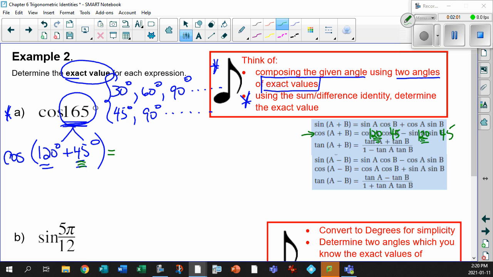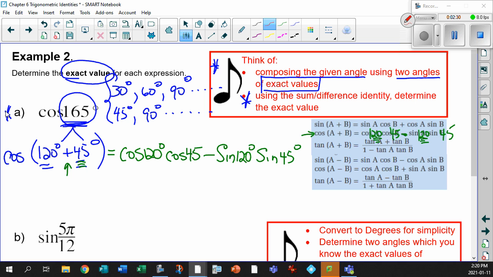So this works out to be cos 120, just follow the identity now. Cos of 120 degrees times cos of 45, just like the identity says, it is subtraction. Even though this is addition, it is a subtraction right here. That's what the identity tells us to do. And then we go sine 120 degrees, sine 45. Isn't that nice? Isn't that pretty?